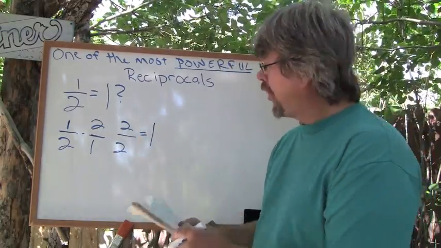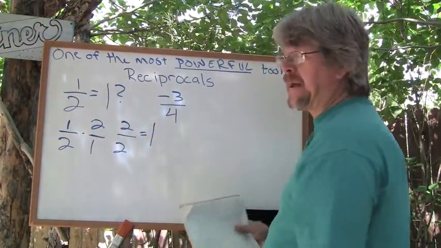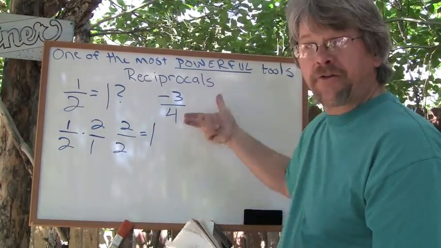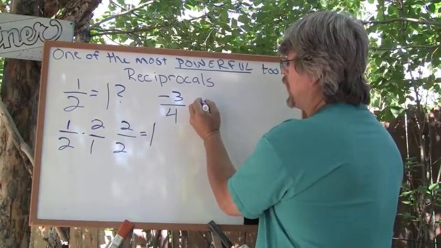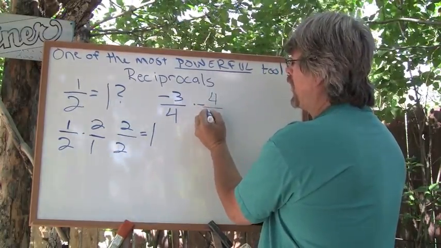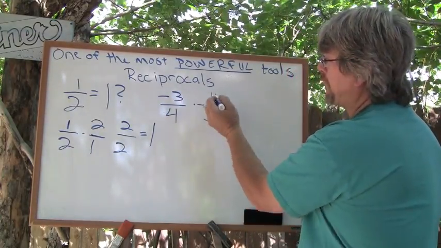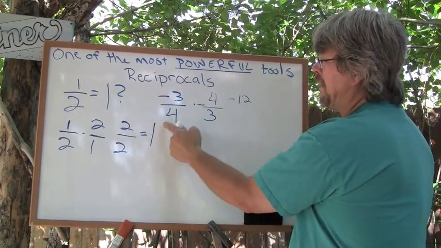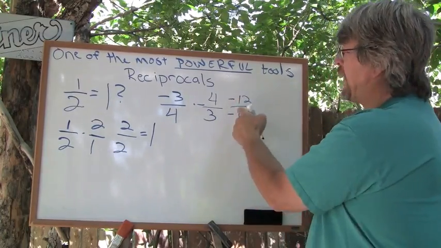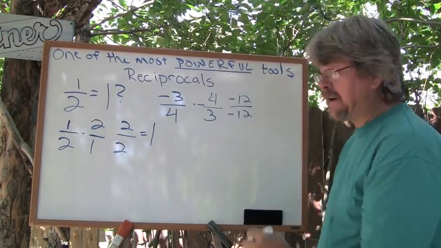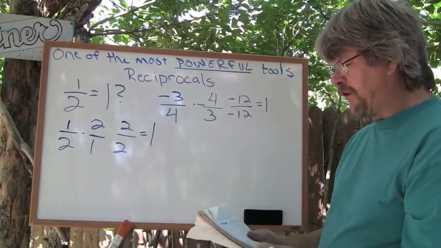So I want to just show you the idea here. -3/4. How do we turn that into 1? We flip the fraction over. Keep the sign, keep the negative sign, but we multiply this by -4/3. We turn it upside down, then we multiply straight across. -3 times 4 is -12. 4 times -3 is -12. A negative divided by a negative is a positive, and that becomes 1. This works for virtually every fraction under the sun.